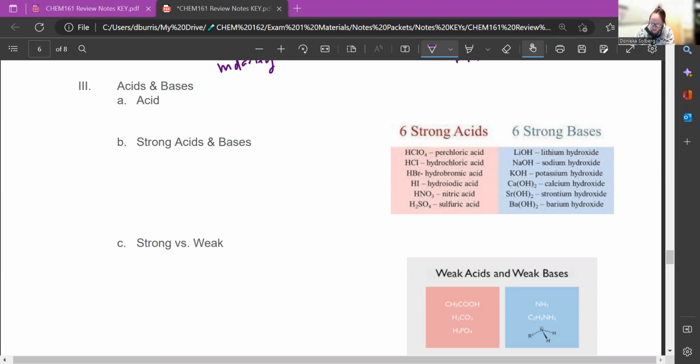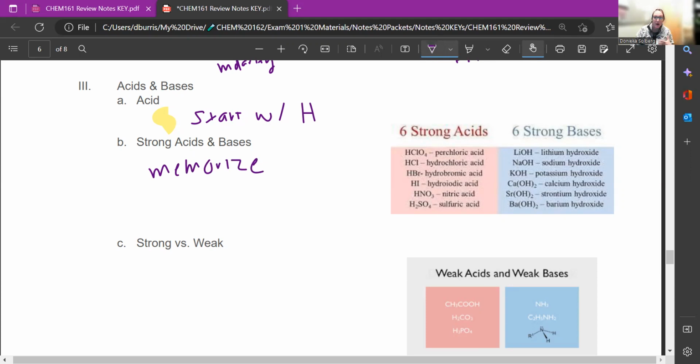So acids start with H. Okay, there is a difference between strong and weak. The strong acids and the strong bases, you should know. I would memorize these. Okay, I will not put these on the test. You should know which ones are strong, which ones are weak.